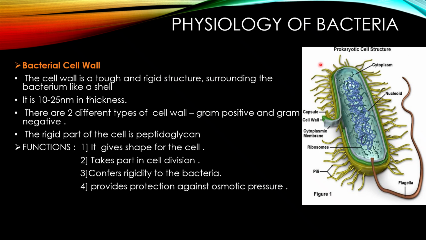Here, as we can see, this is the structure of a prokaryotic cell, that is a bacterial cell. This is how it looks. It is very simple and has some important parts like capsule, cell wall, cytoplasmic membrane, ribosomes, pili, flagella, nucleoid, cytoplasm. Now we'll study each and every part in detail, one by one.